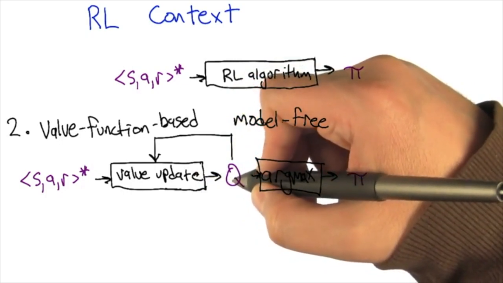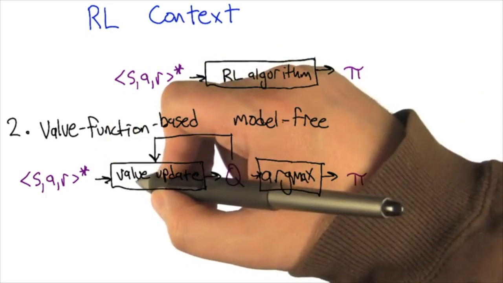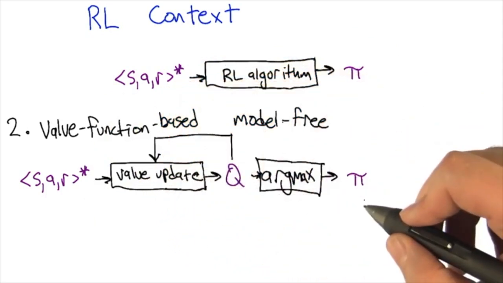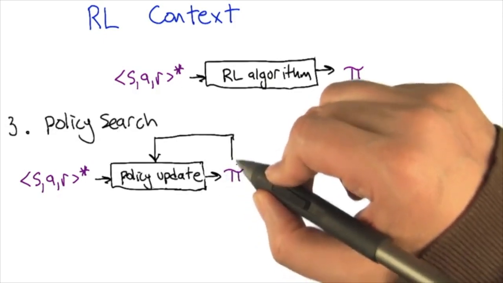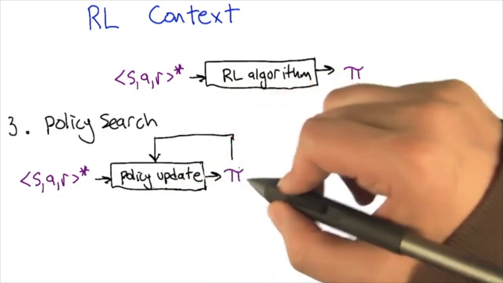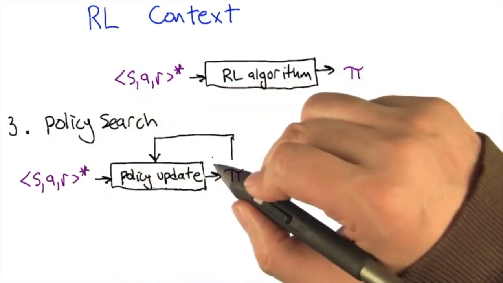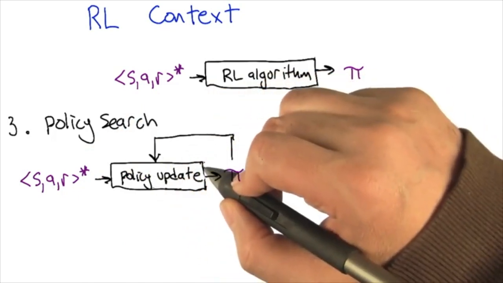Yeah, so instead of explicitly building a model and using it, it just somehow directly learns Q values from state actions and rewards. And then a third class of reinforcement learning algorithms comes from the idea that you could sometimes actually take the policy itself and feed that back to a policy update that directly modifies the policy based on the state action rewards that you receive.